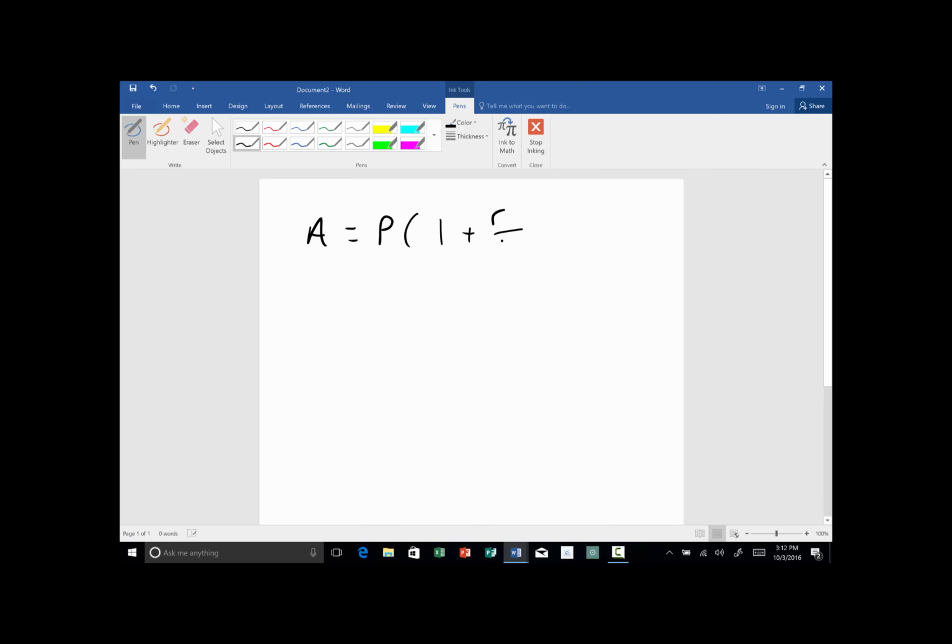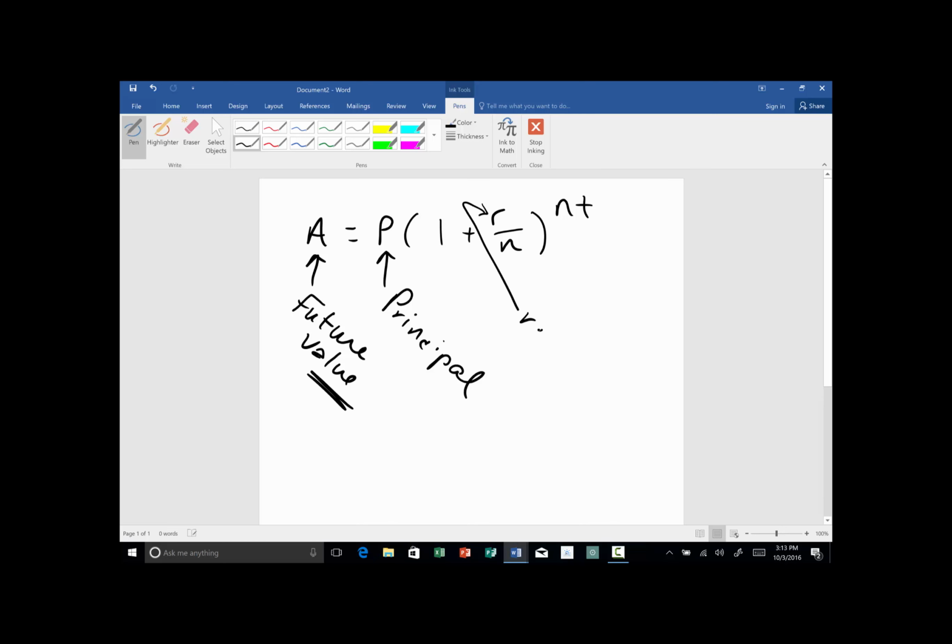So this is your formula that you're going to need to use for compound interest. It has the A for the amount, the P for principal. A is the future value, just like it was before. P is the principal, which is your original amount, just like it's been in all the other things. R is your interest rate. Remember, you change your percentages to decimals. N is the number of times it's compounded in a year.